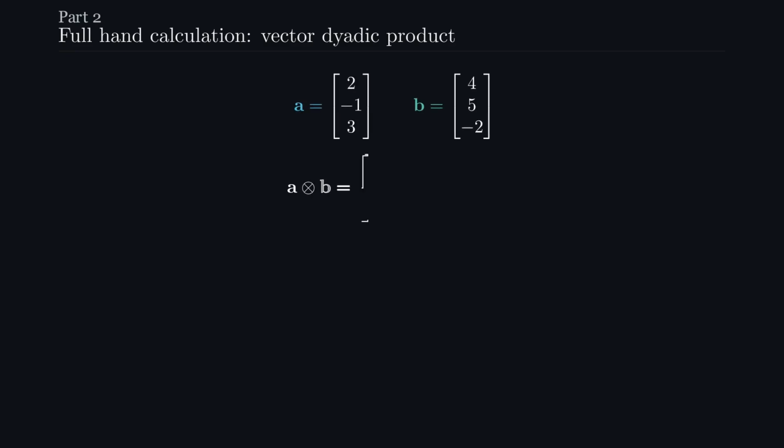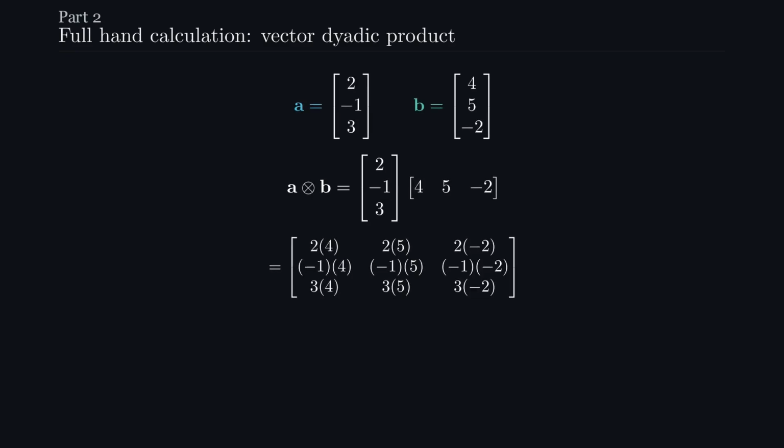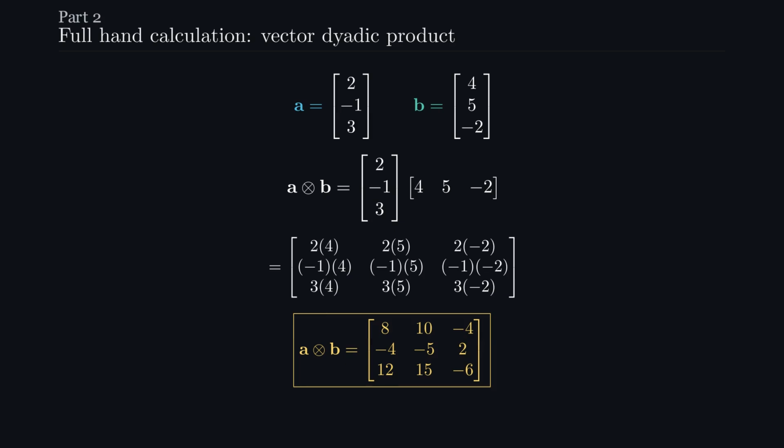Now calculate the dyadic product by hand. Each entry is one component of A multiplied by one component of B. The first row is 2 times each component of B. The second row is minus 1 times each component of B. And the third row is 3 times each component of B.